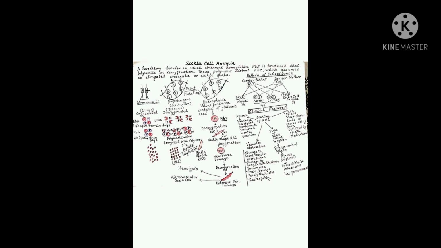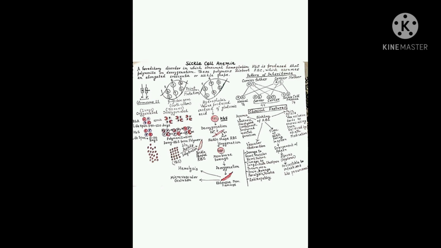So this beta chain becomes abnormal because at the sixth position there is a mutation, and because of the mutation, instead of glutamic acid, valine is produced. Now the beta chain has valine instead of glutamic acid. So this hemoglobin is termed abnormal hemoglobin, that is hemoglobin S. Now this hemoglobin S is found in the RBC instead of the normal hemoglobin, that is hemoglobin A.